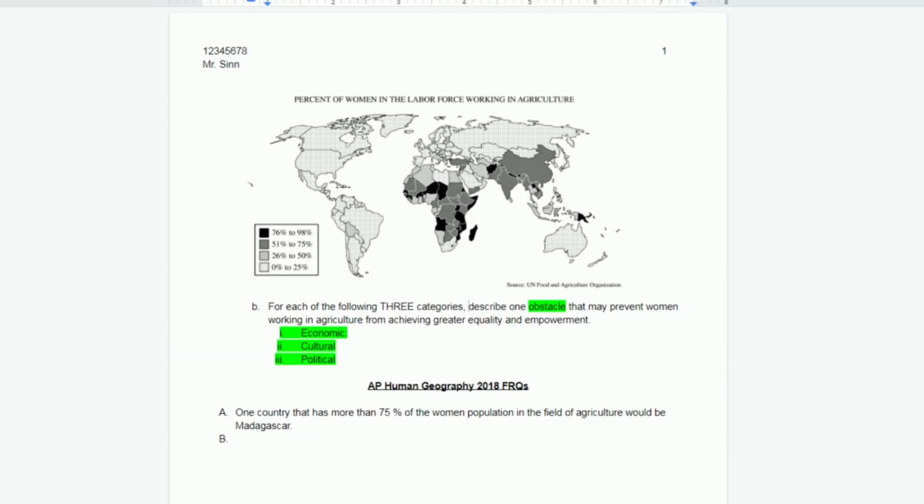One area where students lose points is they don't actually answer what the question is saying. So we need to connect to each one of these categories. I can't just give 3 examples of obstacles that are all economic or all political or all cultural. You have to make sure you have 1 in each category. So that's important. This year for the 2020 test, make sure you read your questions carefully. Look at those task verbs. Look at exactly what it's asking you to do, and then go on to answer it.